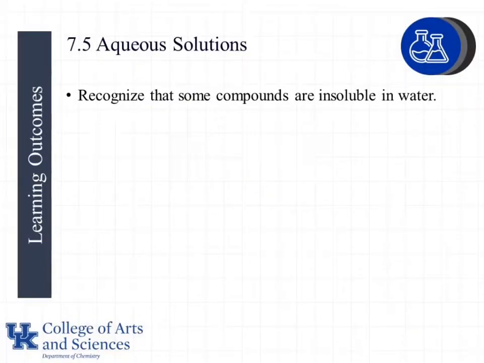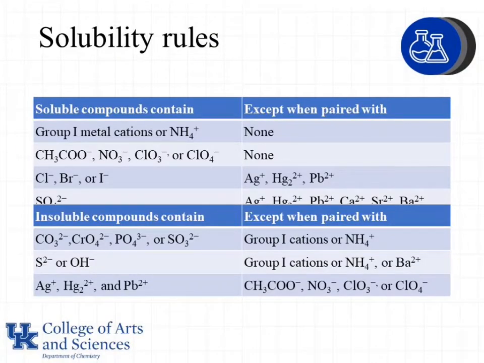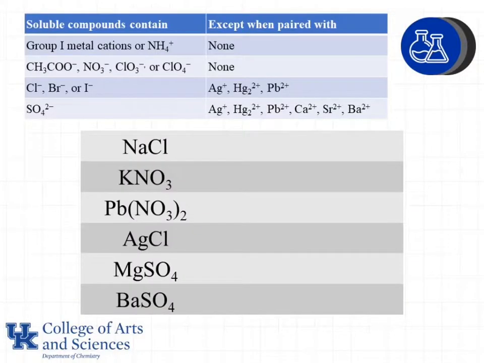In this lesson, we're going to look at the solubility of compounds and recognize that some compounds are insoluble in water. We have a set of solubility rules which allow us to determine whether an ionic compound will be soluble in water or not. Remember that these solubility rules only apply to aqueous solutions, so when water is the solvent.